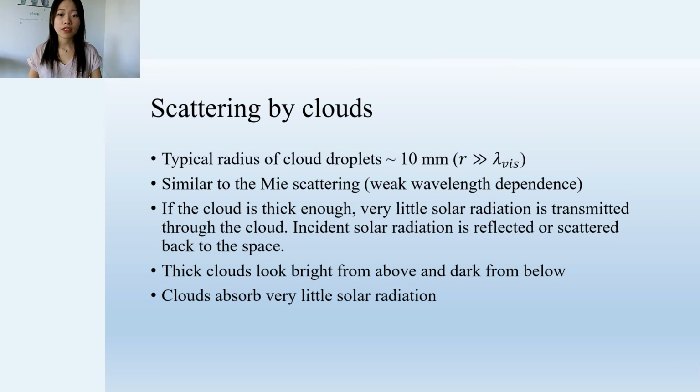However, if a cloud is thick enough, it can have multiple scattering happen inside the cloud. So some of the solar radiation will be scattered back to space. And that is the reason why when there's a thick cloud, it appears dark from below, but when you see the same cloud from above, it's actually bright. And a quick fun fact, clouds can also absorb some solar radiation.